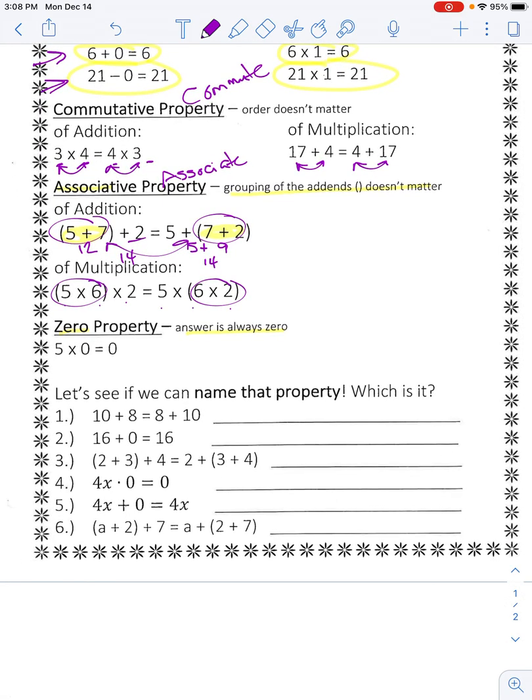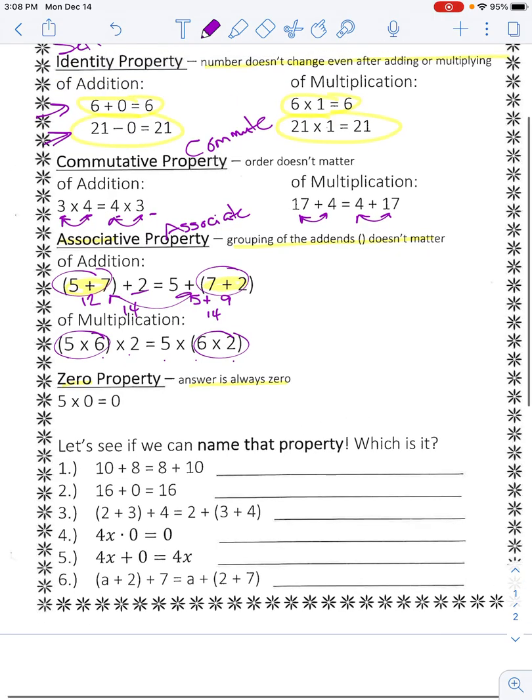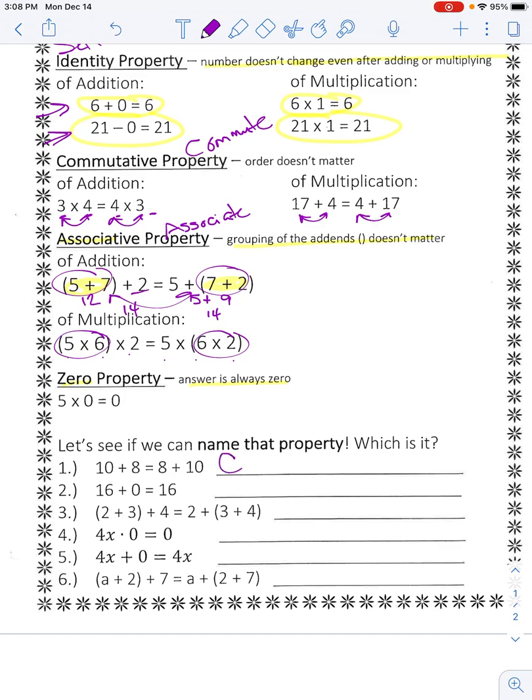10 plus 8 is 8 plus 10. No matter what, you're going to get 18. Which property says that we can change the order and the answer doesn't matter? 10 plus 8, 8 plus 10. Guys, that's the commutative property. They commuted, they moved spots, got the same answer.